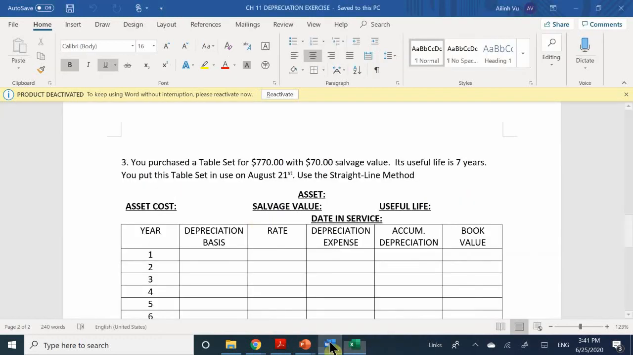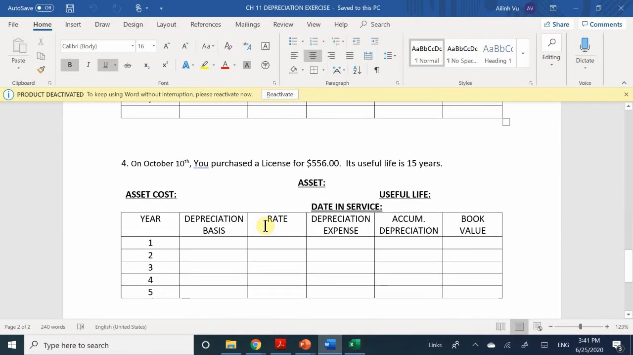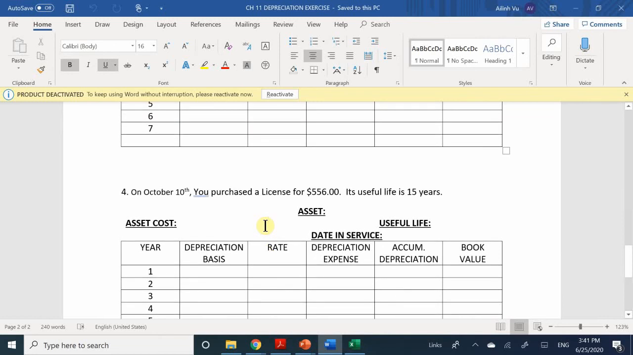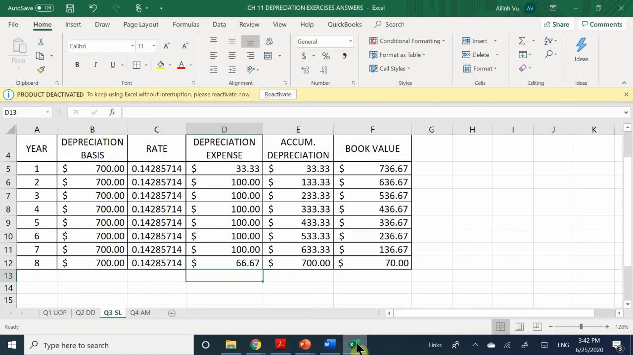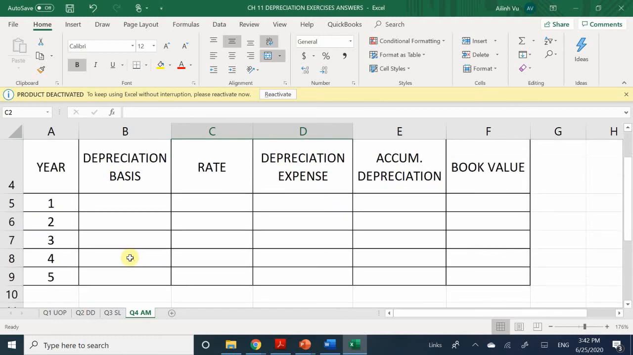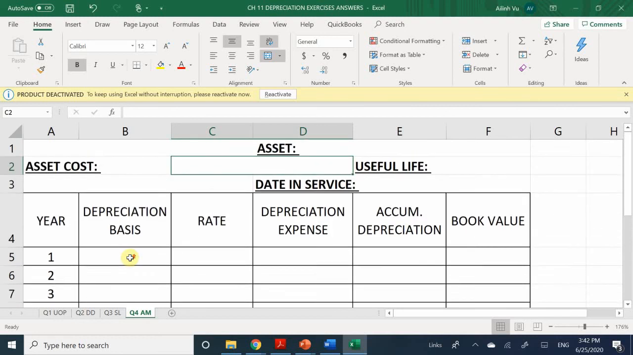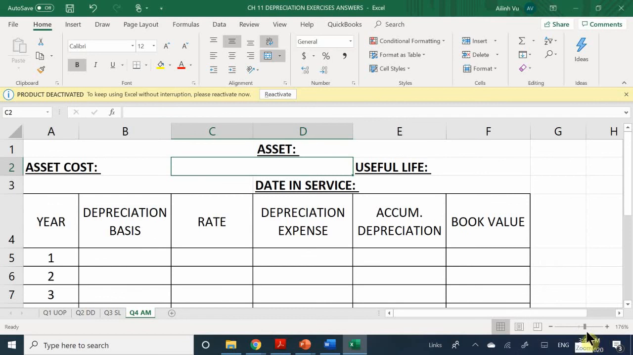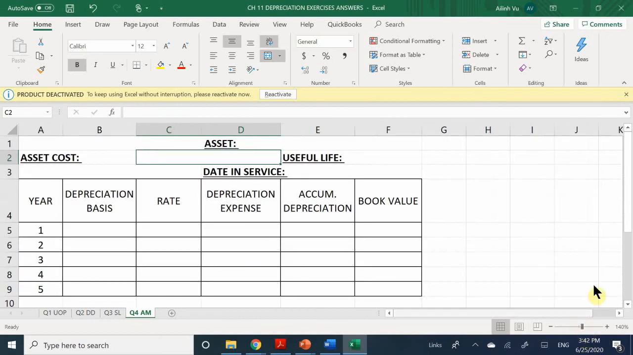All right, so let's go ahead and do the last problem, which is an amortization problem. Here, on October 10th, you purchased a license for $556. Its useful life is 15 years. So let's look at this one. I only wanted you to answer the first 5 questions because it's straight line, so everything should look identical. I'm going to shrink this a bit. It's pretty obnoxiously big.